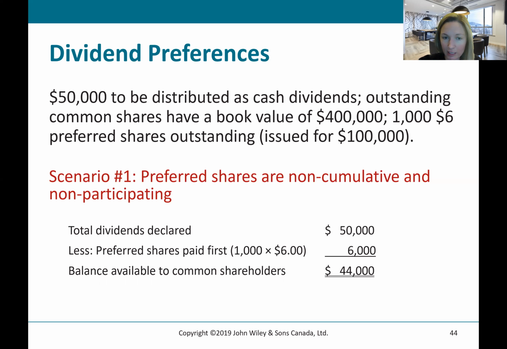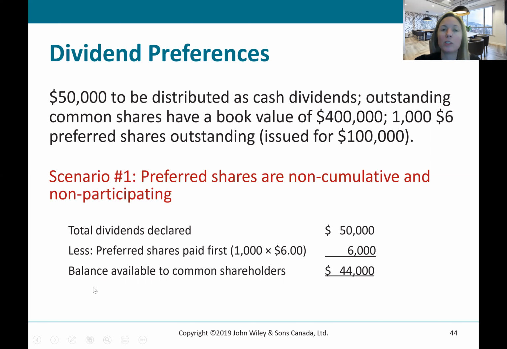So $50,000 is to be distributed as a cash dividend. Outstanding common shares have a book value of $400,000 and 1,000 $6 preferred shares are outstanding. So you can see in scenario number 1, preferred shares are non-cumulative and non-participating. The total dividends declared are $50,000. The preferred shares have to be paid first, which is 1,000 times $6, because when they were issued to the market, they were issued as a $6 preferred share, meaning that they would pay a $6 dividend per year. And of course, like we said, no liability until it's declared.